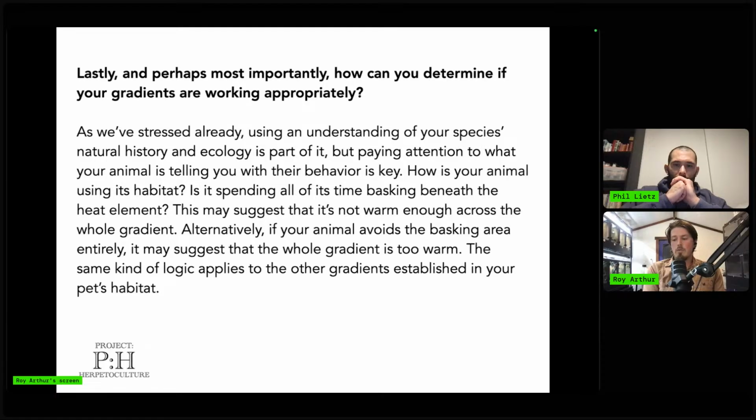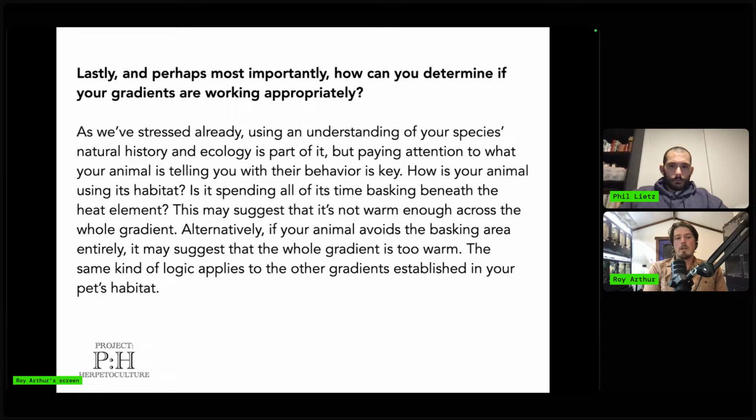So, again, what you want to do as a keeper when you're setting up your vivarium or your habitat for your animal is to create a habitat that encourages your animal to explore and to utilize the full volume available to it, and to utilize that in a way that is healthy and allows it to express its innate natural behaviors. And if you're establishing these gradients appropriately, that should be a natural byproduct: you'll see your animal throughout its vivarium, throughout its habitat.